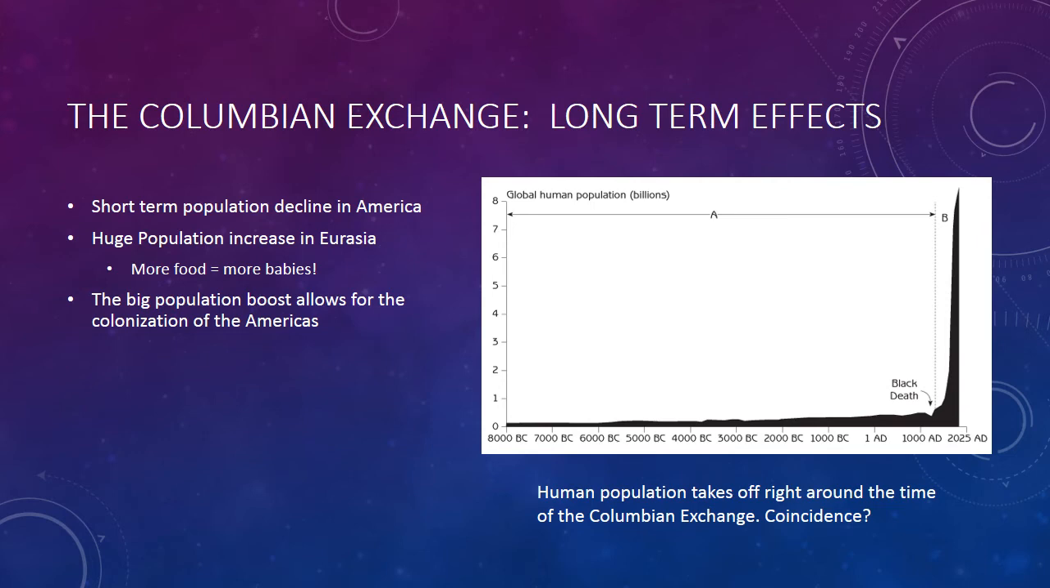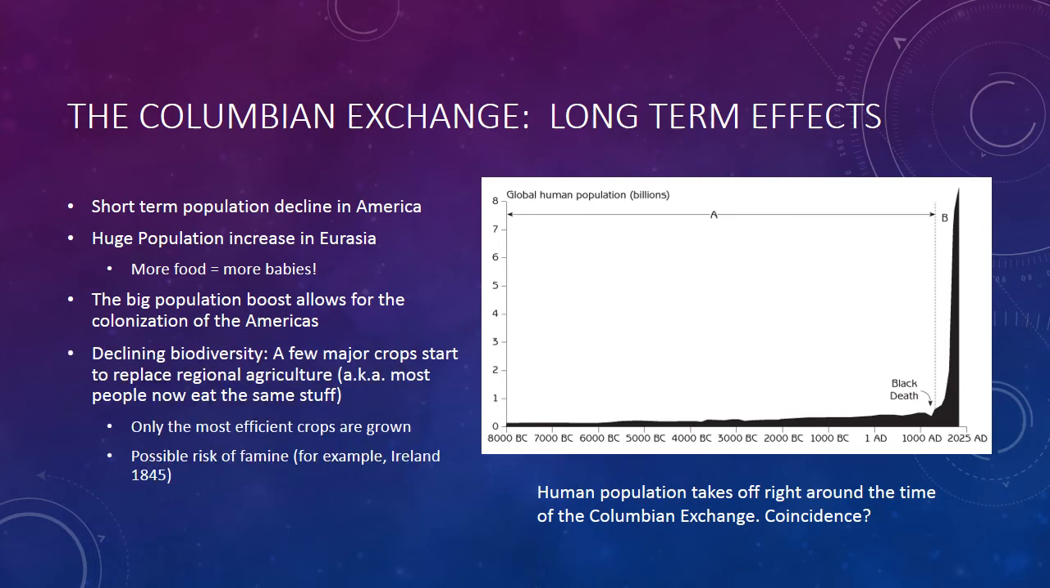Another effect is that there is declining biodiversity. This basically means that there are a few major crops that replace all different regional agriculture. AKA, most of us now eat the same stuff. Most of us eat wheat, potatoes, and corn, and stuff that we feed those things to, like cows. This means that only the most efficient crops are being grown, which is good for feeding lots of people, but it also leads to a possible risk of famine. For example, this happened in Ireland, where almost everybody depended simply on one species of potatoes.